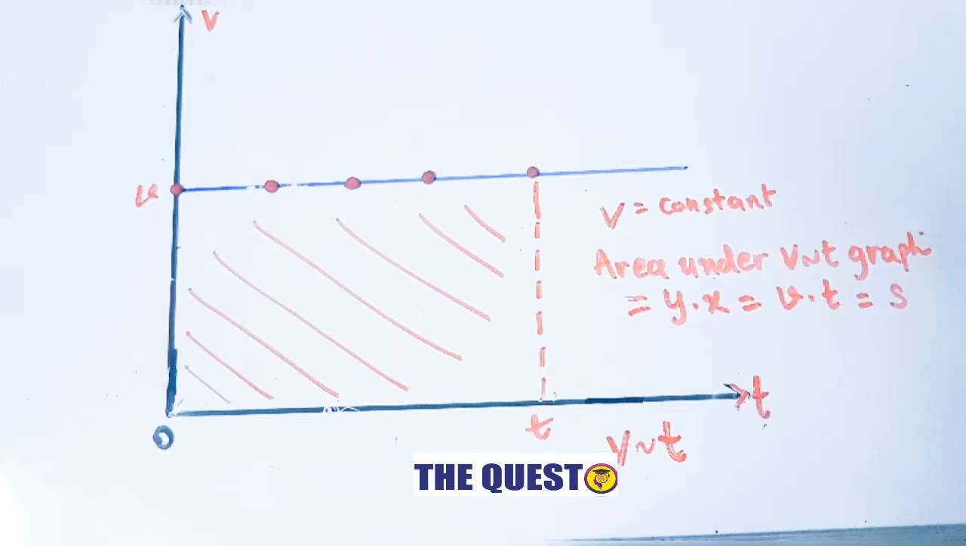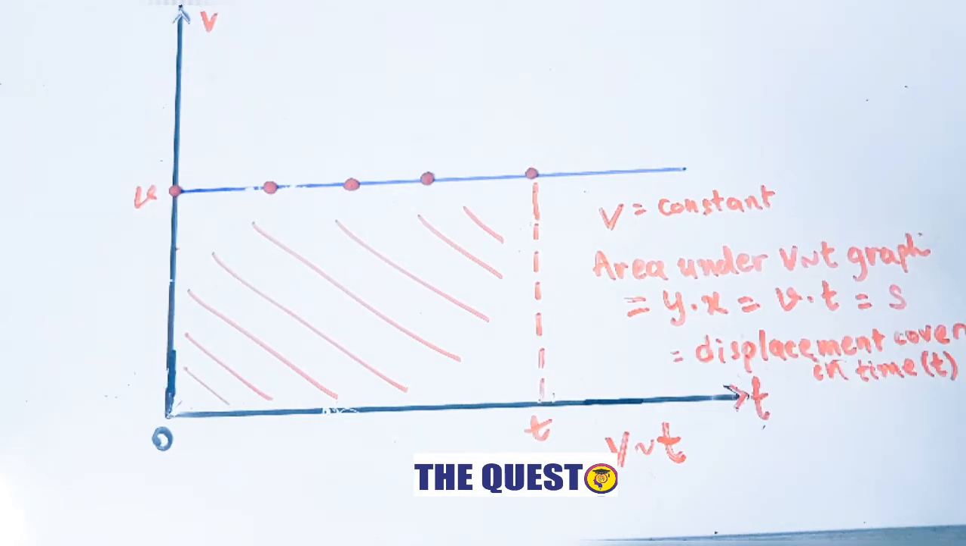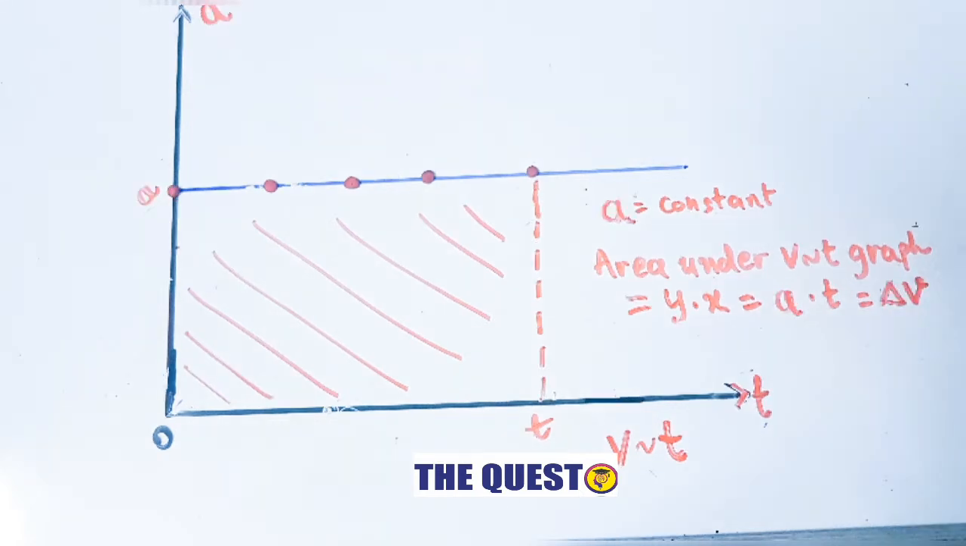And the area under the v-t graph will give the displacement because S is equal to V into T, and the area under the a-t graph will give the velocity where V is equal to A into T.